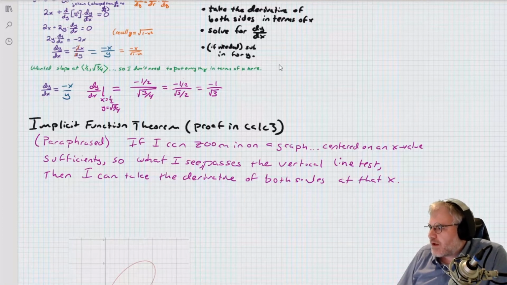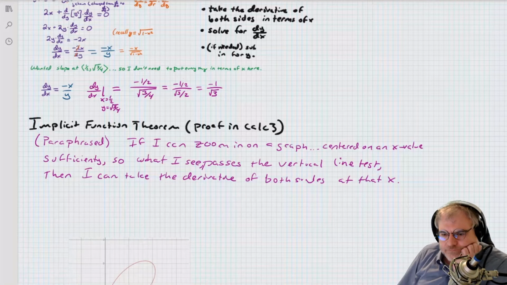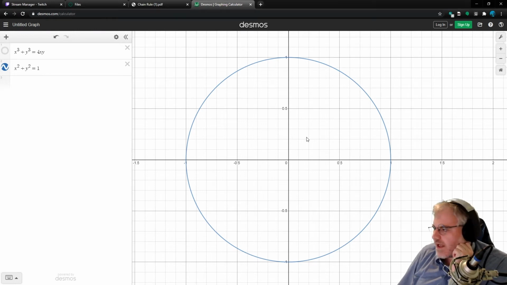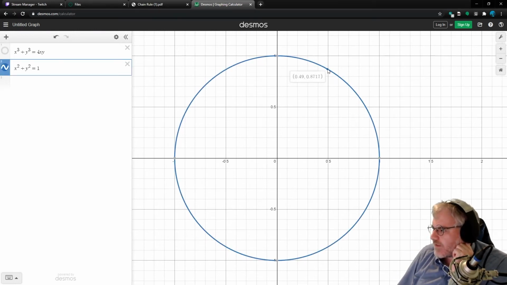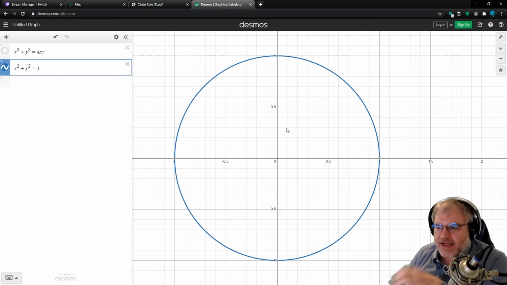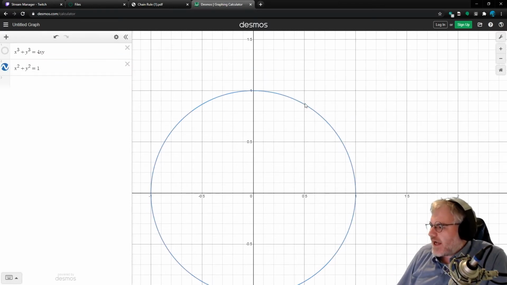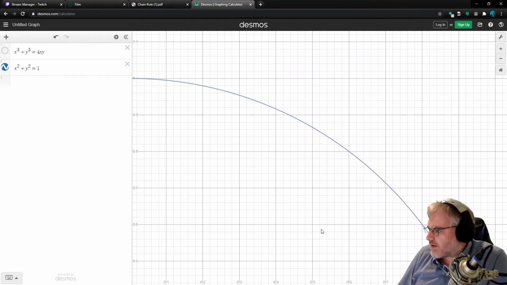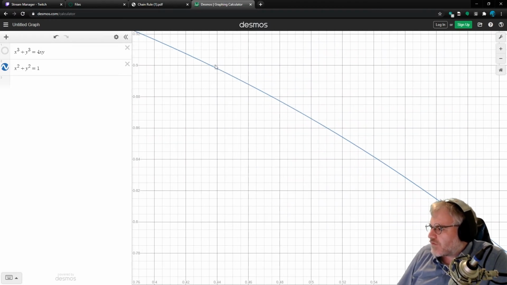Paraphrased. So what do I mean by that? Well, what I mean by that is this. Here is my circle. Now, if I'm looking right here, this was the point we had before, 0.5 here. Right now, I can't do it. Right now, I don't have a function. But if I can zoom in enough, x is 0.5, there it is, so that now I have a function, I can do this at x equals 0.5.